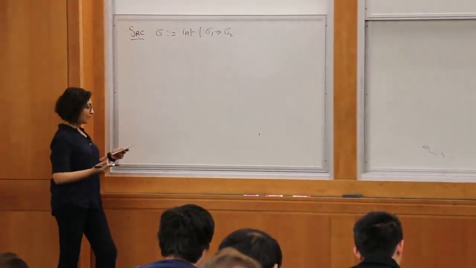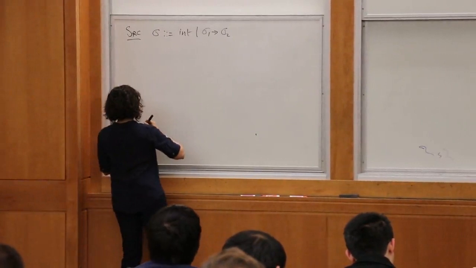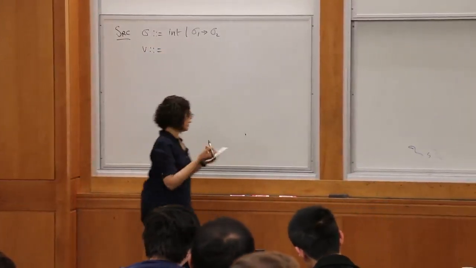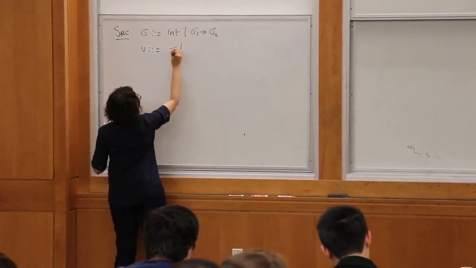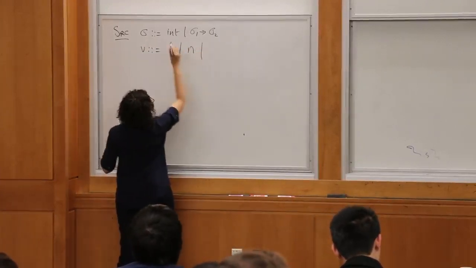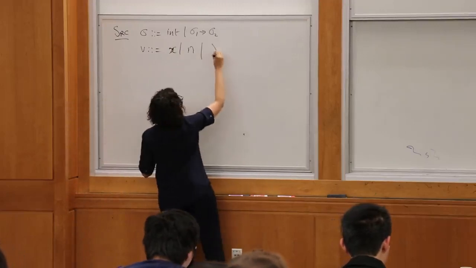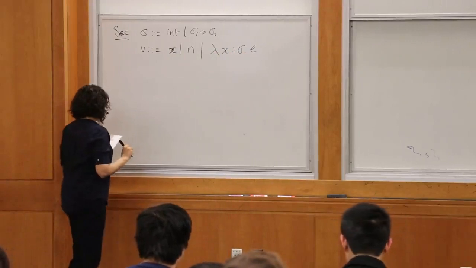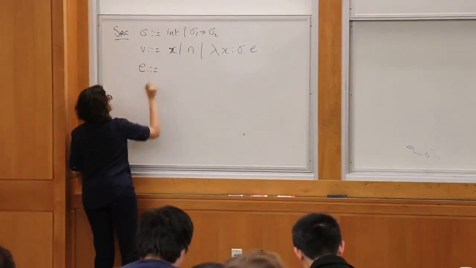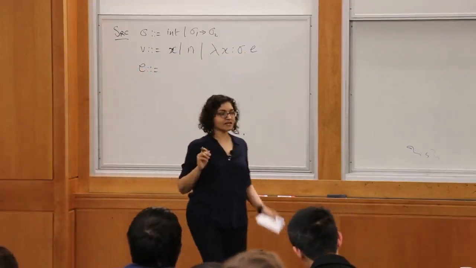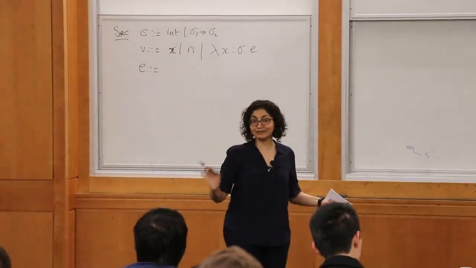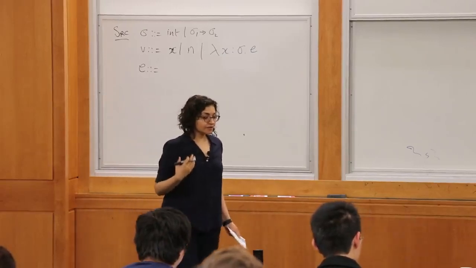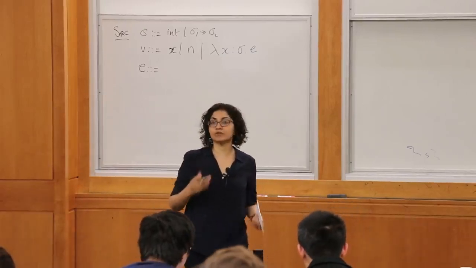Okay, so let's write down terms in our language. So I'll start with values. Variables, x, numbers, since we have int, functions, okay? And then expressions in the language. Here I'll make things just a little bit simple again for myself, in the sense that I will choose my source language to be in monadic normal form.